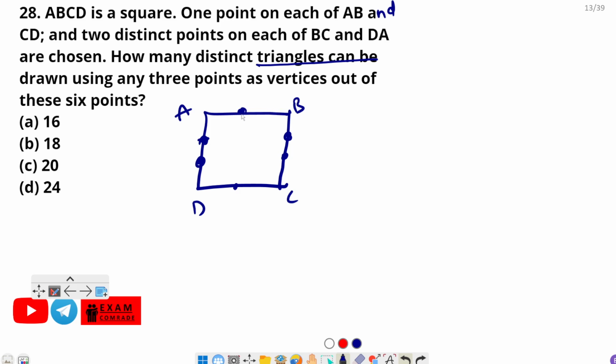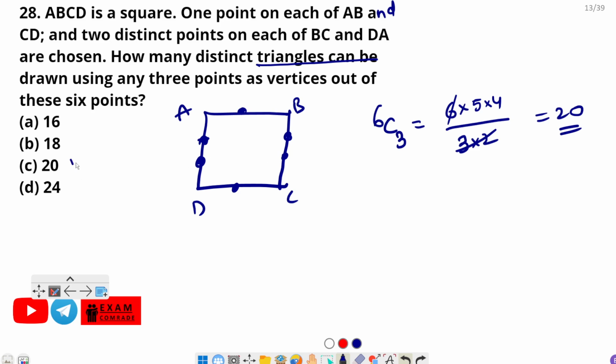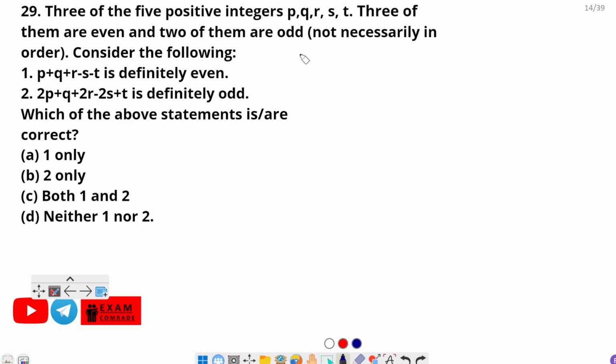First, we have to make sure that there are no collinear points. Okay, no 3 points are collinear, so we can directly take 3 points from the available 6 points. So the answer is 6C3. 6 into 5 into 4 by 3 into 2. So answer is 20. This is also an easy question. Okay, let's go to next question.